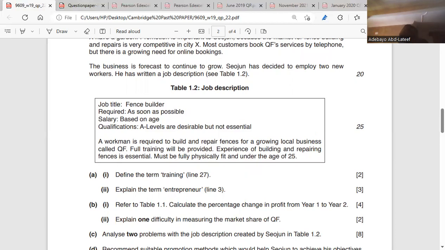And another thing about this age discrimination is that older people might have interest in the job, not younger ones, because it's based on age. You get the first point.